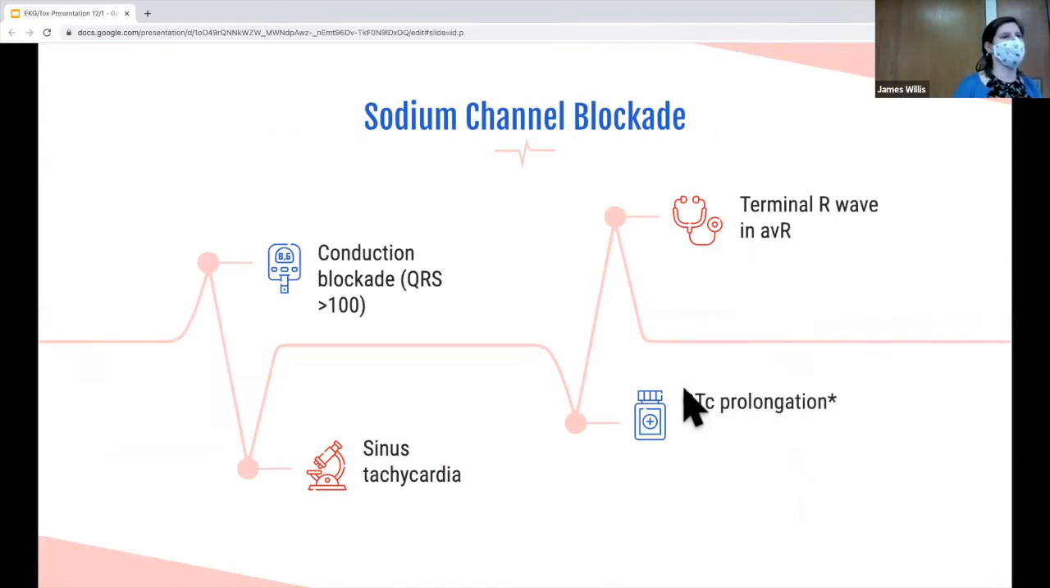Yes, thank you. Misha mentioned Benadryl as well. Yes, so because they're all causing sodium channel blockade, you would treat all of them with sodium bicarb. So you treat them like a TCA.